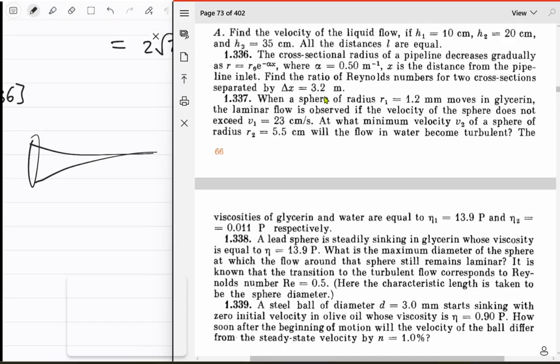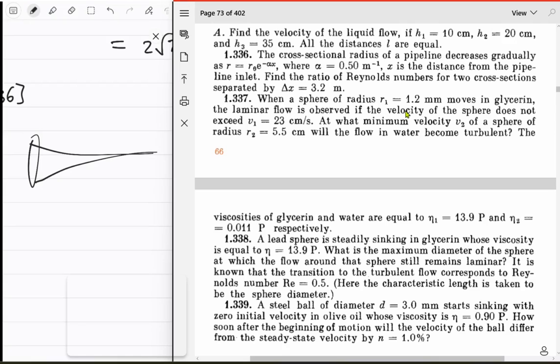I have no idea how to do this one. You can use the formula that they give us for Reynolds number, but that was for a cylindrical tube. It was not for something like this, or a cross section of this. How am I supposed to? Oh, it decreases gradually. I think that's the important part. Okay, then maybe it's doable.